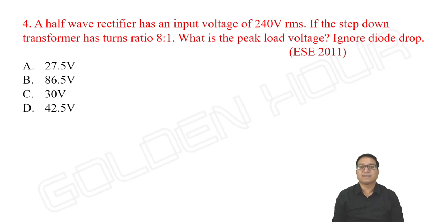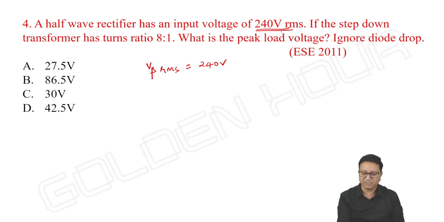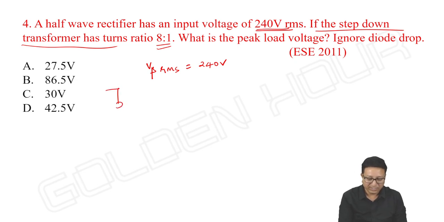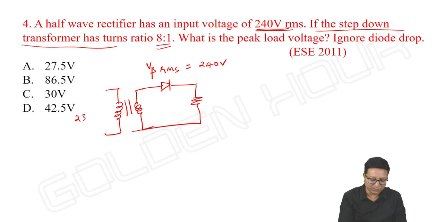A half-wave rectifier has an input voltage of 240 volts RMS. So V primary RMS value is given. It is 240 volts. If the step down transformer has a turns ratio of 8 to 1, okay, what is the peak load voltage ignoring diode drop? Okay, so here the secondary voltage is not directly given. Instead, it is given the primary voltage 240 volts, and turns ratio is 8 to 1.